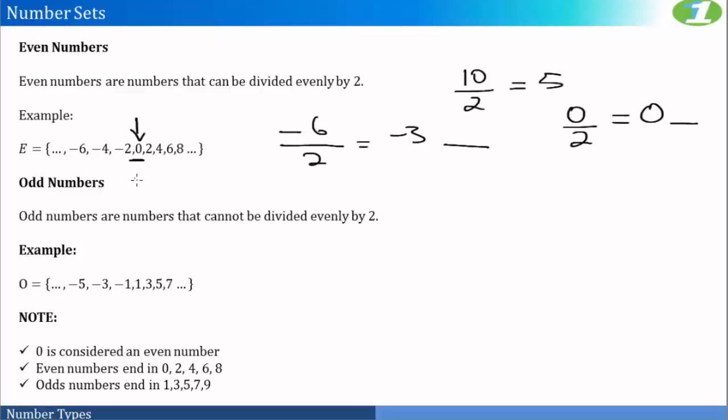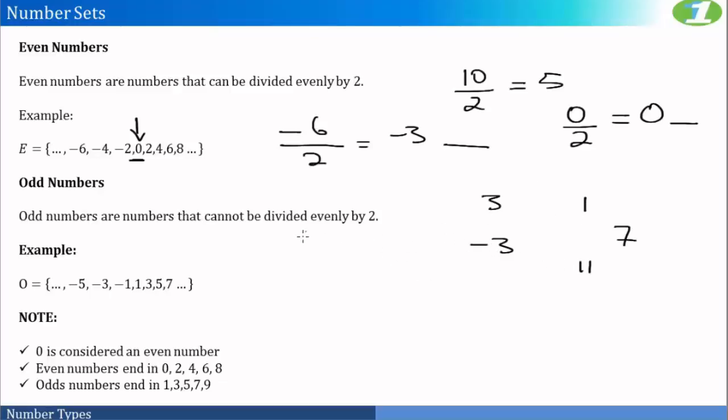Now, what about our odd numbers? Well, odd numbers are really numbers that cannot be evenly divided by 2. All right, so let's take 3, 1, -3, 7, 11. I could go all day with this. Just about any number that you divide by 2 and it leaves a remainder.